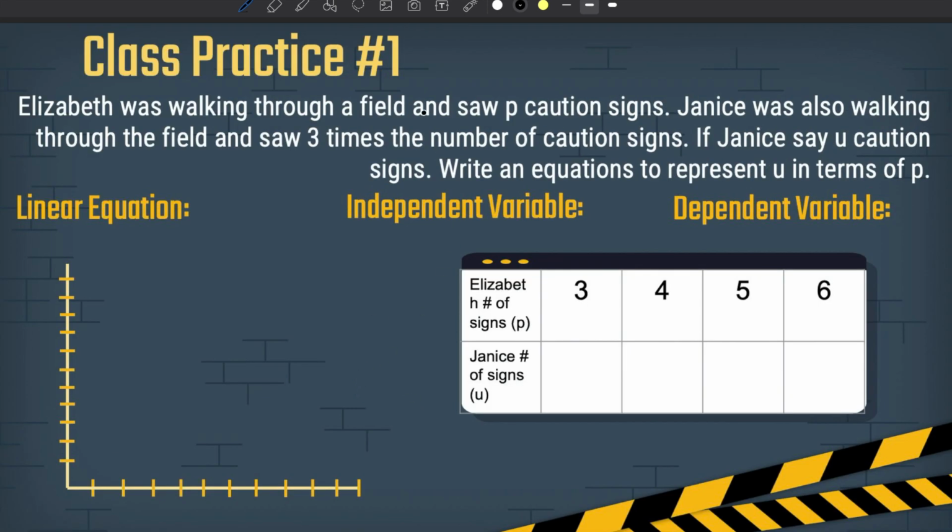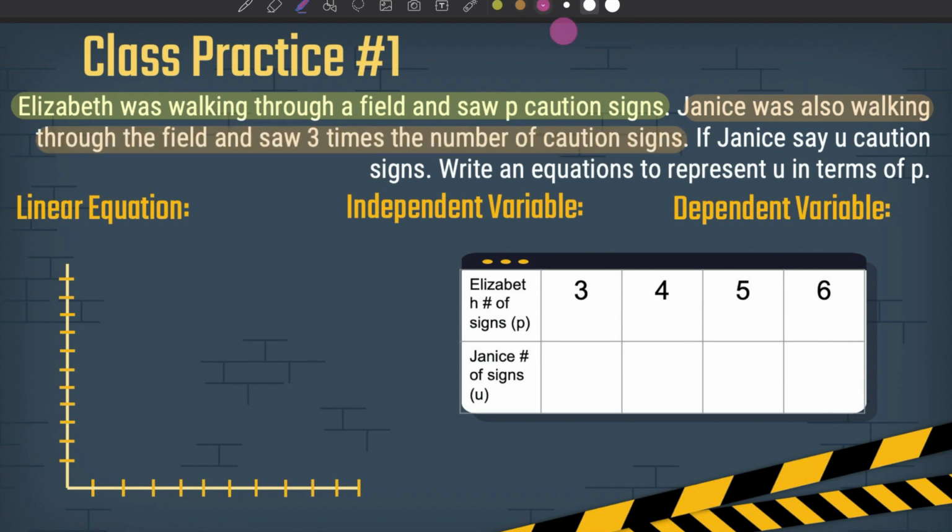Looking at our class practice number 1, it says that Elizabeth was walking through a field and saw P caution signs. Janice was also walking through the field and saw 3 times the number of caution signs. If Janice saw U caution signs, write an equation to represent U in terms of P. So the very first step we need to do is highlight all of our key details. The first one is that Elizabeth was walking through a field and saw P caution signs, and that Janice was also walking through a field and saw 3 times the number of caution signs. And lastly, that Janice saw U caution signs.